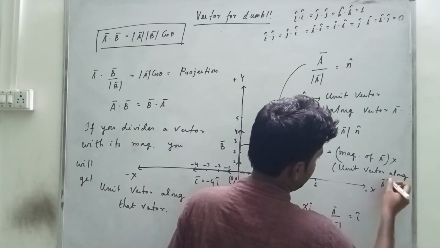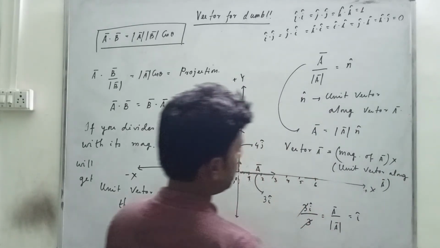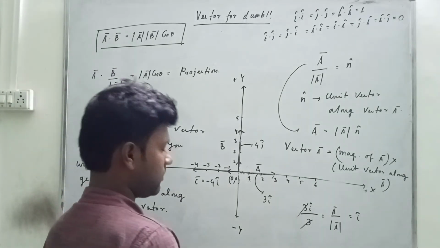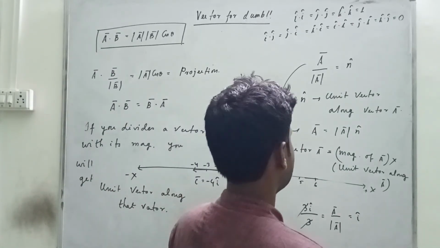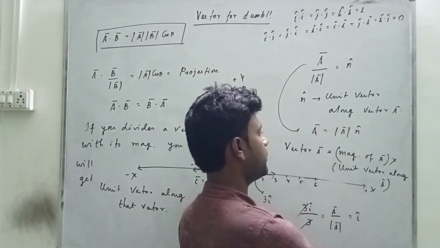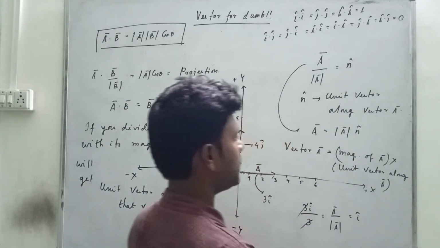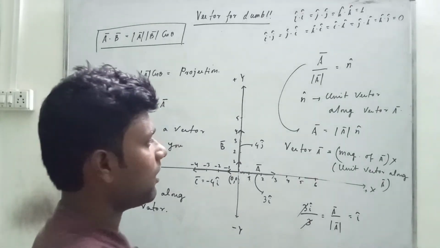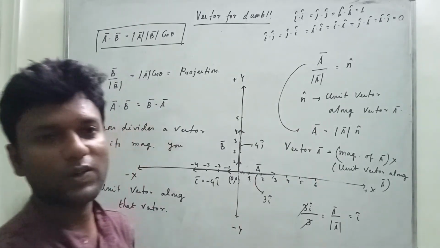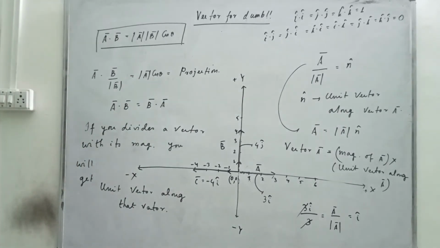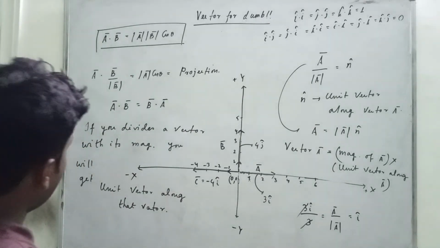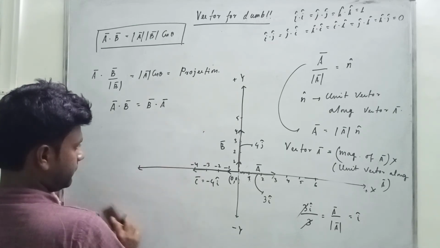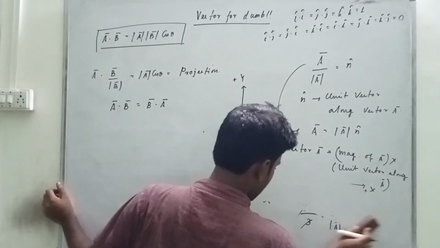Along A. If you want to know what the vector A will be, just take the product of the magnitude of A with its unit vector along A, right? You will get the full vector A. Okay, fine. Now I'll erase all of this here.